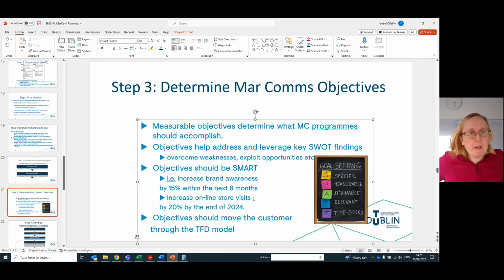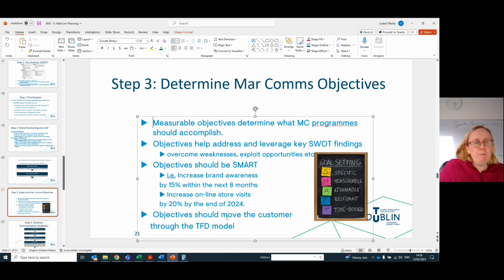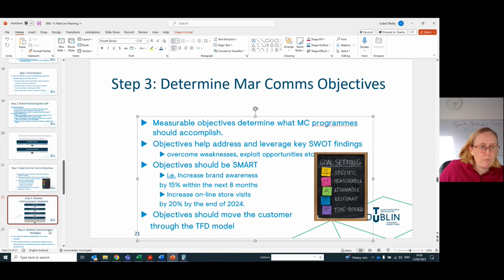Maybe the company you're working for hasn't used TikTok before. In that case, you can't work on percentages, but just hard numbers, and say that you want to get, if it's a local gym, maybe you are talking about low numbers, like you want to have 200 followers by the end of 8 months. If you're talking about larger brands, you might be interested in thousands, tens of thousands, hundreds of thousands, and so on. So the objectives should be looking at, broadly speaking, moving the customer through that TFD model. And that was step three.